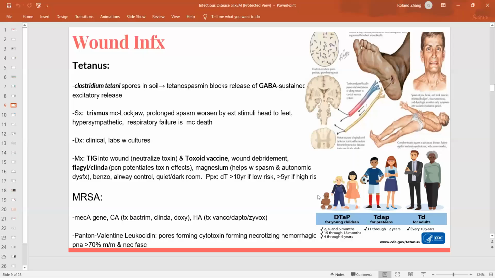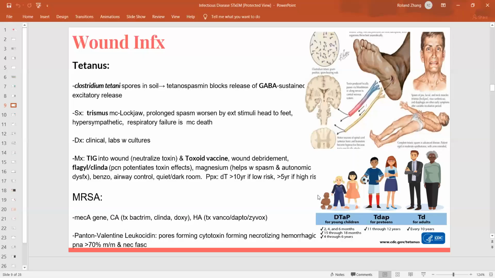the tetanus antibody around the wound to neutralize the toxin, and the vaccine. And if it's bad enough, do some wound debridement and put them on antibiotics covering the anaerobes, which is Clostridium, with Flagyl or Clinda. You would probably try to avoid penicillin because it can potentiate the toxin effects, but this has not been 100% proven. Magnesium, if they go into prolonged spasm and autonomic dysfunction with the hypersympathetic drive.